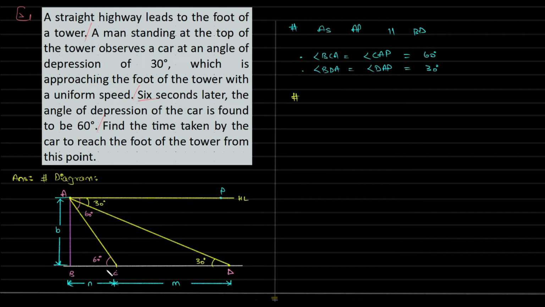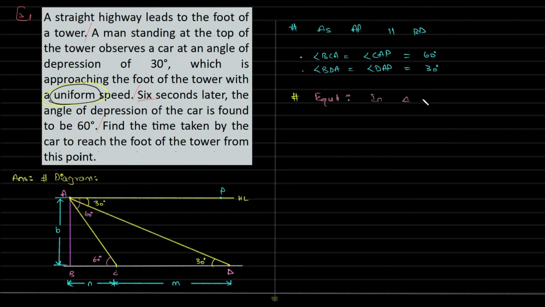Now, see, the only way we can think about solving this is we have to relate N and M, because the car is moving at a uniform speed. So we can just use proportionality and solve it. For that, we need to relate M and N. So for that, we need two equations, is it not? So the first equation we can get from equation 1.